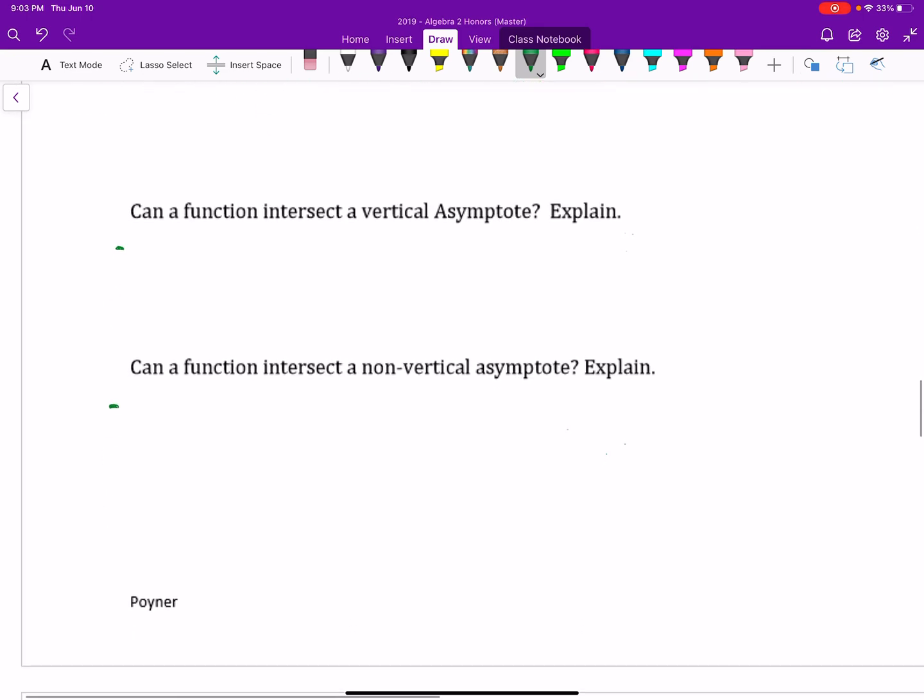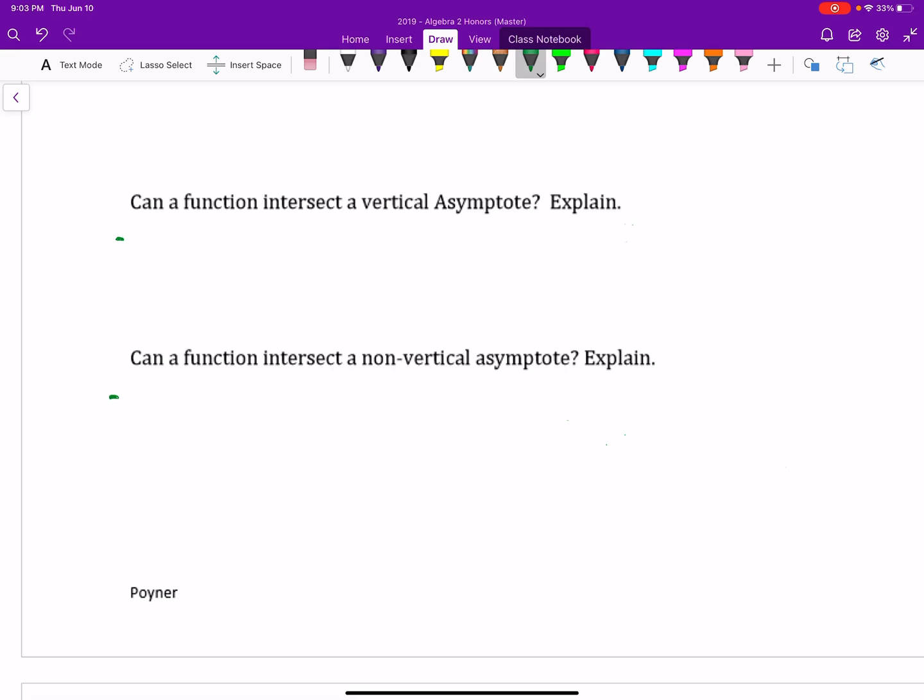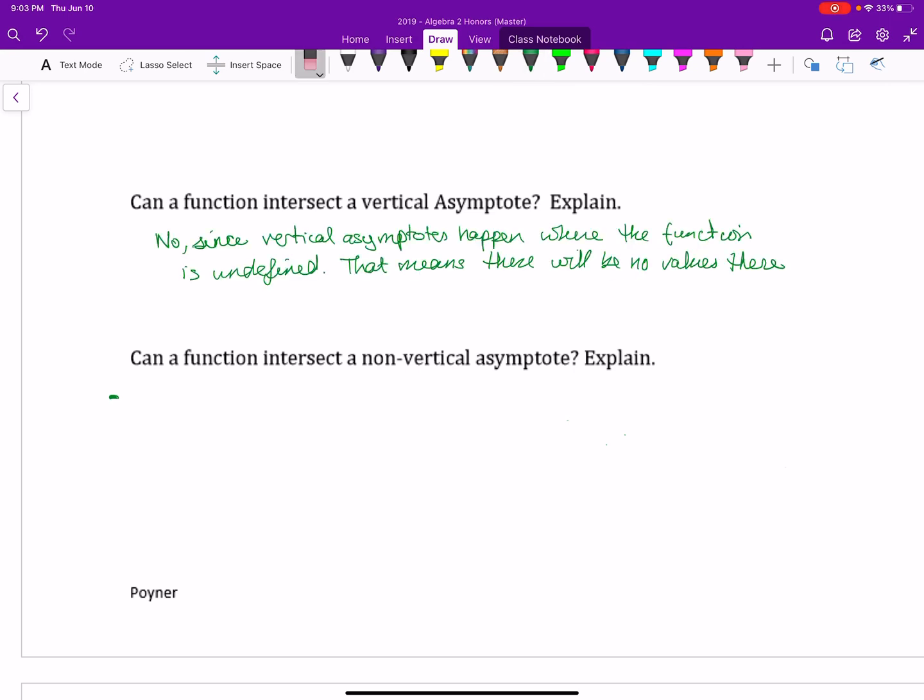Can a function intersect a vertical asymptote? Explain. Pause the video and try to answer this on your own first. No, since vertical asymptotes happen where the function is undefined, that means there will be no values there. If something is undefined, it can't have points plotted there.